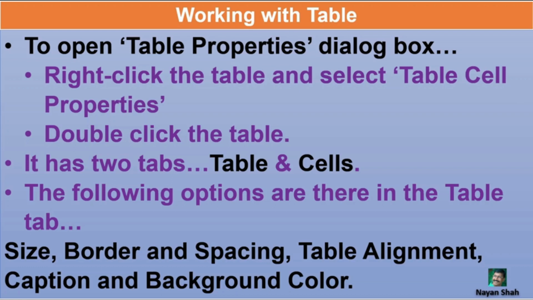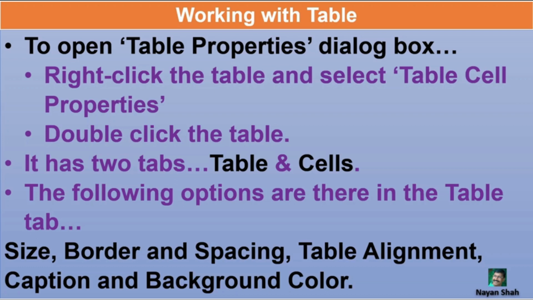Now why do we need to go to the table properties dialog box? To fine tune our table. The table which we are creating, if you want to make some changes in that default table which KompoZer has created, then we need to go to the properties of the table. And for that, we right click on the table and select the table properties option, or we double click the table and then open the table properties dialog box.